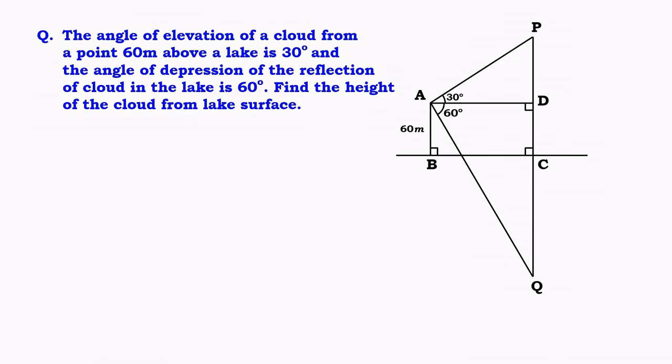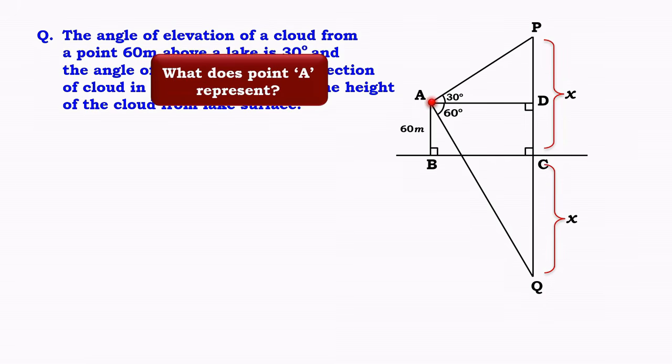Let us continue with the solution. Let PC be equal to x meters, where x represents the height of the cloud from the lake surface. Since the distance of the cloud from the lake surface is equal to the distance of its reflection from the lake surface, PC is equal to CQ. Therefore, CQ is also equal to x meters.